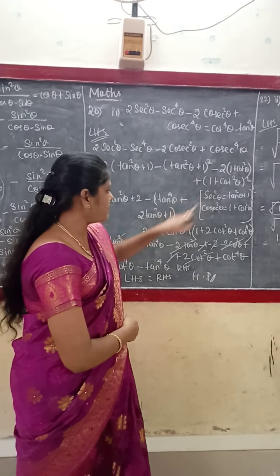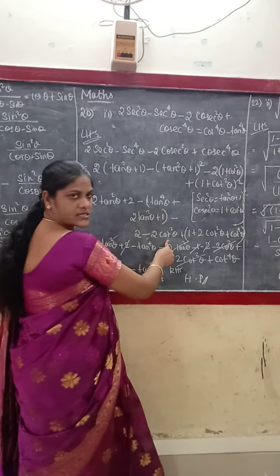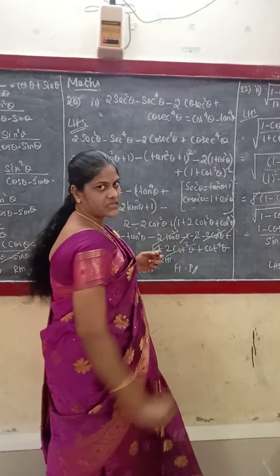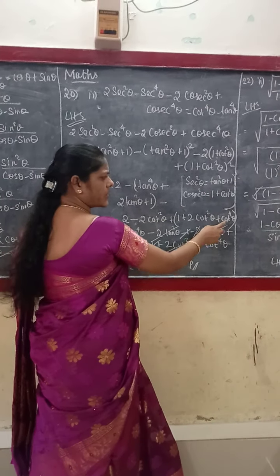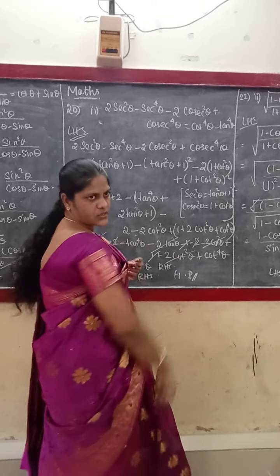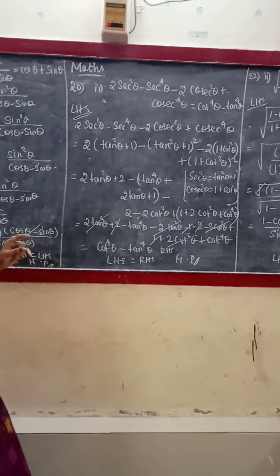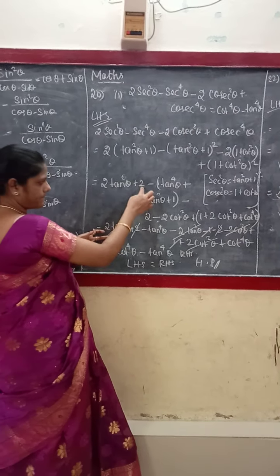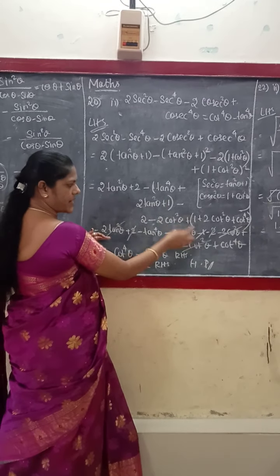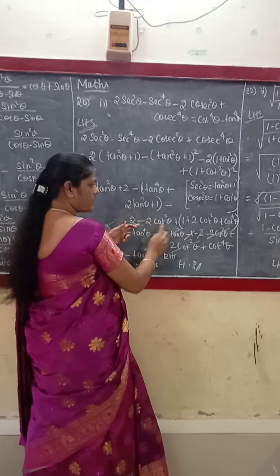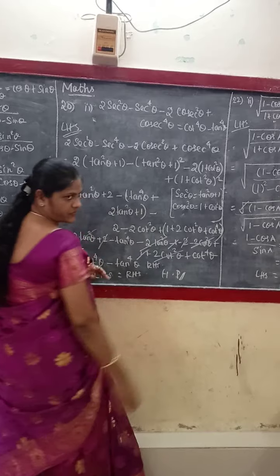Is it clear? Then minus of minus 2 into 1 minus 2 minus 2 cot square theta, plus again you need to expand this in the formula of (a plus b) whole square. So 1 square, cot square, cot power 4 theta, 2 into cot square theta. Is it clear now? Next you need to convert all those terms into a single expression. Listen: 2 tan square theta plus 2 minus tan power 4 theta minus 2 tan square theta minus 1, then minus 2 cot square theta plus 1 plus 2 cot square theta plus cot power 4 theta.